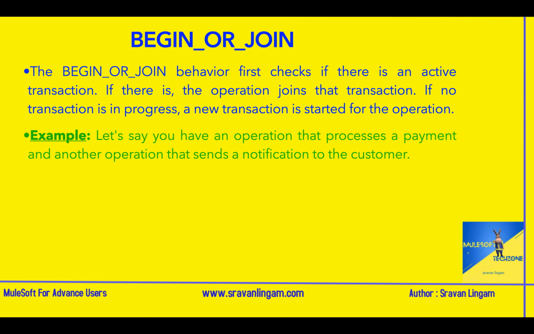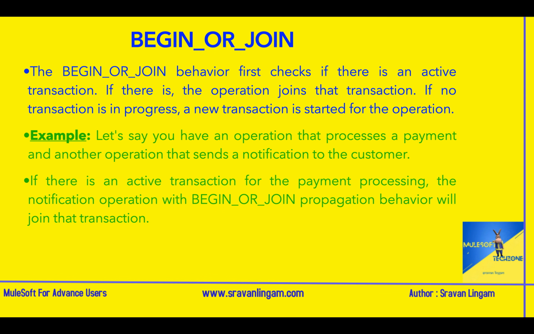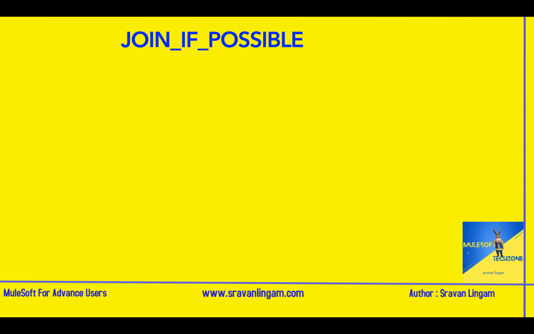Okay, what is the example? Let's say you have an operation like process payment. You are processing a payment, and there is another operation that needs to send a notification to the customer. If there is an active transaction for the payment processing, the notification operation with begin or join propagation will join the transaction. If there is no transaction, it will start a new transaction for the notification, more or less like the previous one.